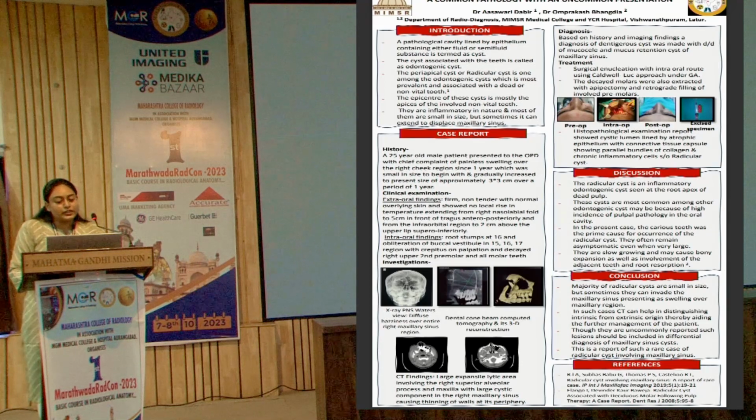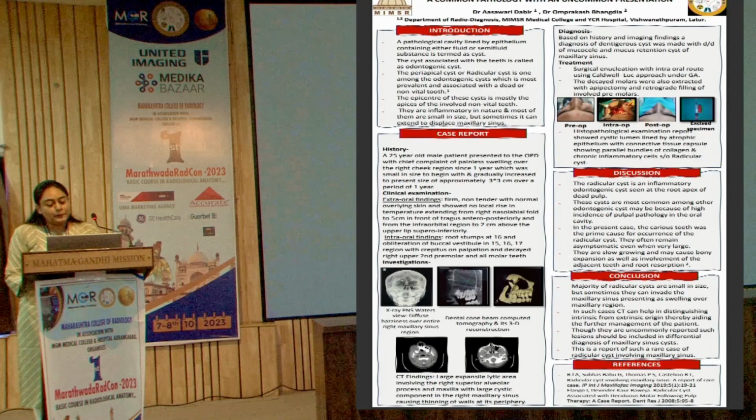So, discussion: the radicular cyst is an inflammatory odontogenic cyst seen at the root apex of the dead pulp. These cysts are most common among odontogenic cysts because the incidence of pulpal pathology is quite common. So in this present case, the carious tooth was the prime cause of occurrence of the cyst. They are slow growing and may cause bony expansion as well.